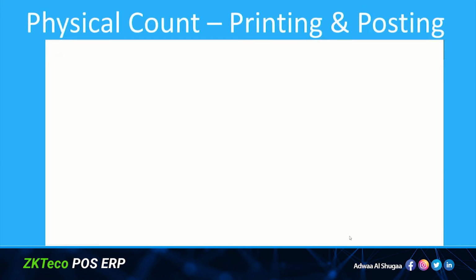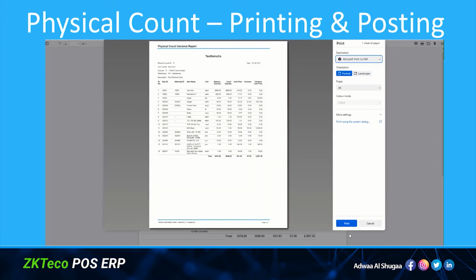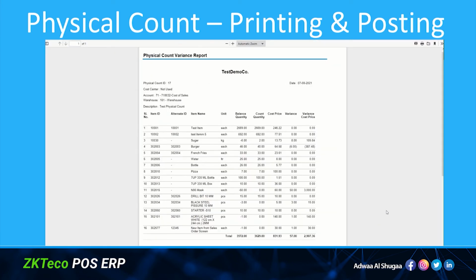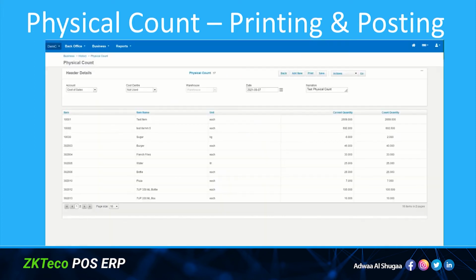Unposted transactions can be edited, printed, or posted by clicking the Edit button against any transaction. A posted transaction can be seen or printed by clicking the View button against the transaction. On clicking the Print button at the top of the screen, the physical count with variance report can be printed. By selecting a suitable option from the Add button and clicking the Go button, the physical count can be posted.